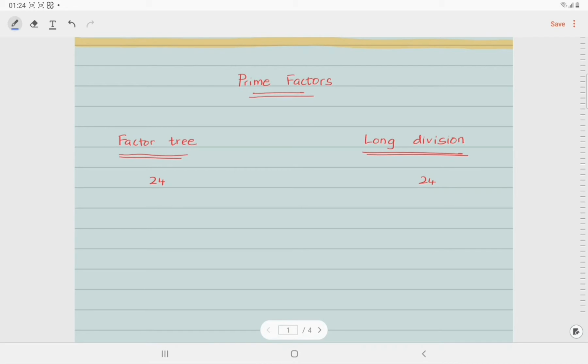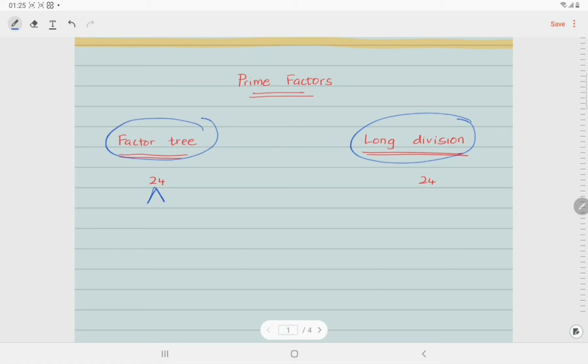Prime factors means that we are going to divide a certain number by only prime numbers. This can be done in two methods, by using a factor tree or by using long division. So if I use the first method, factor tree, this is the way that you can do it.